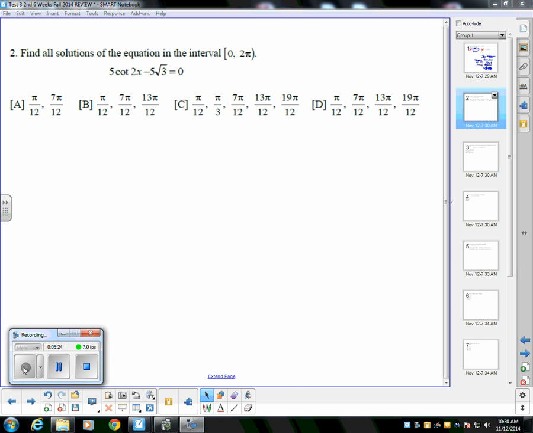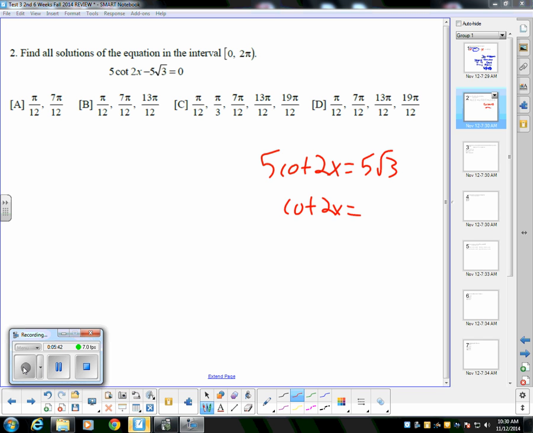Okay, so this problem right here, number 2, again, we can do this with a calculator or we can do it by hand. If you did it by hand, then what you would have is 5 times the cotangent of 2x is equal to 5 square root of 3. So you have the cotangent of 2x is equal to 5 square root of 3 over 5. These go away. So you have the cotangent of 2x is equal to the square root of 3.